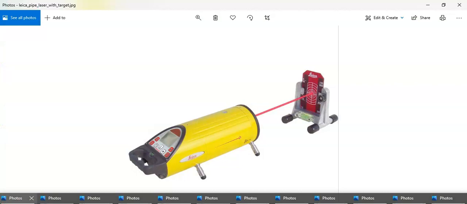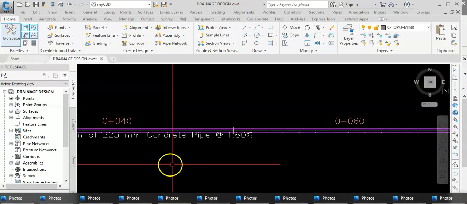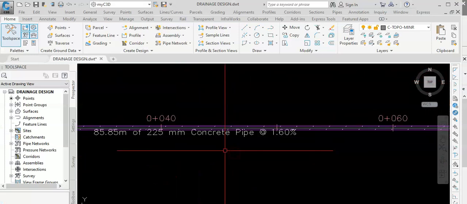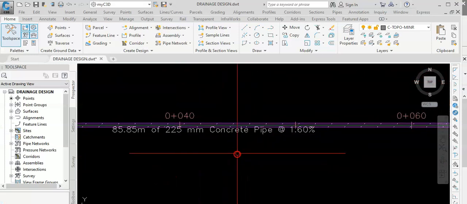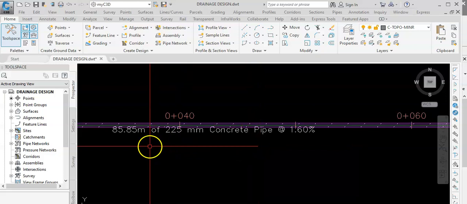The level in laying the pipes is called the pipe laser. We will explain how to use this instrument to help us in laying the pipes. But for now, let's have a look at these details here. What these details mean to us.